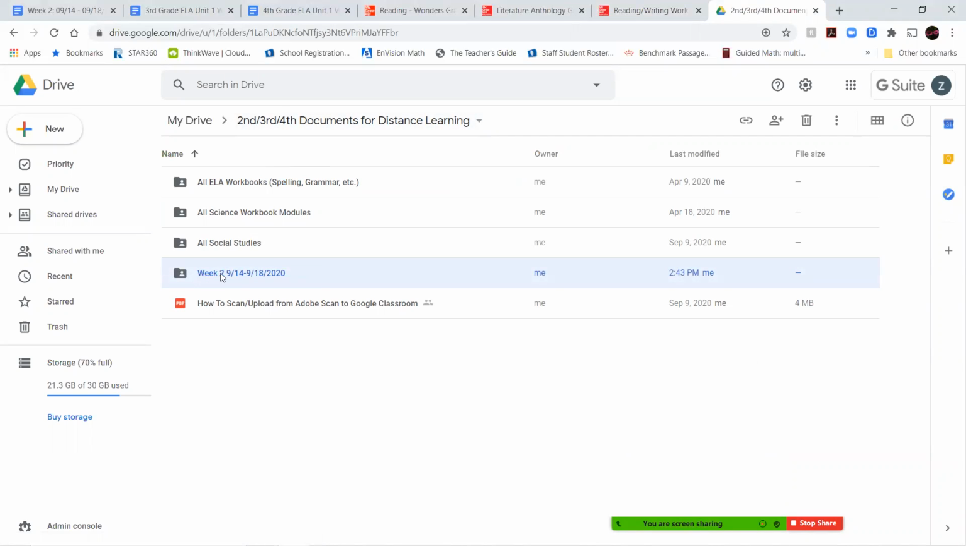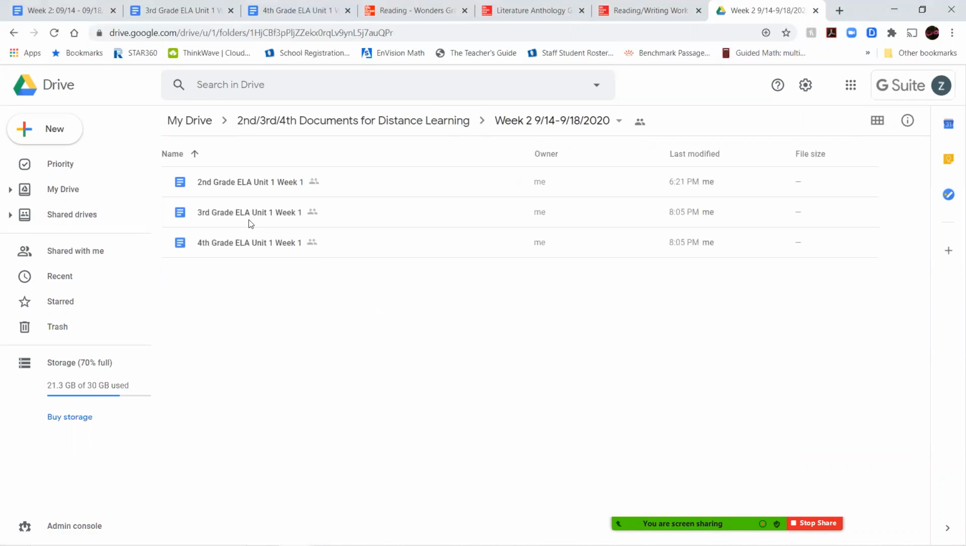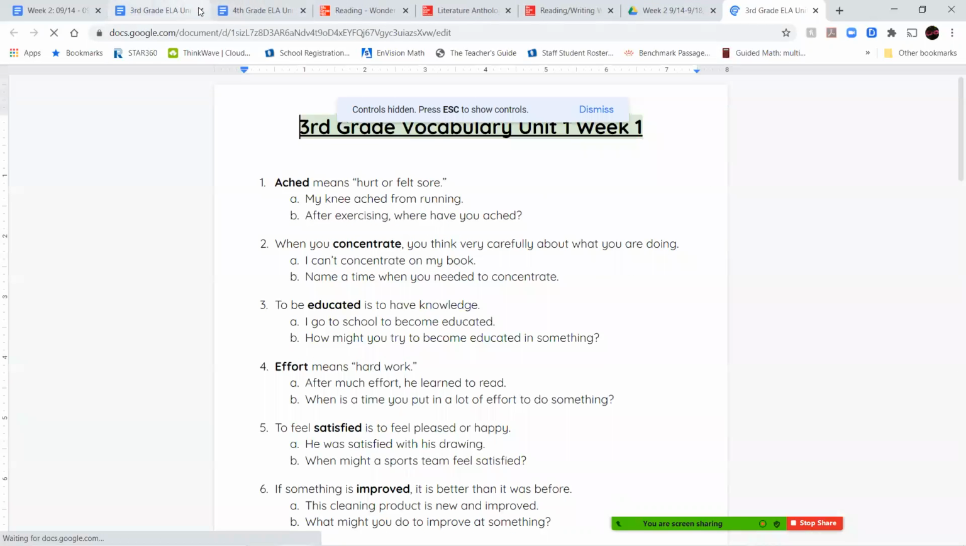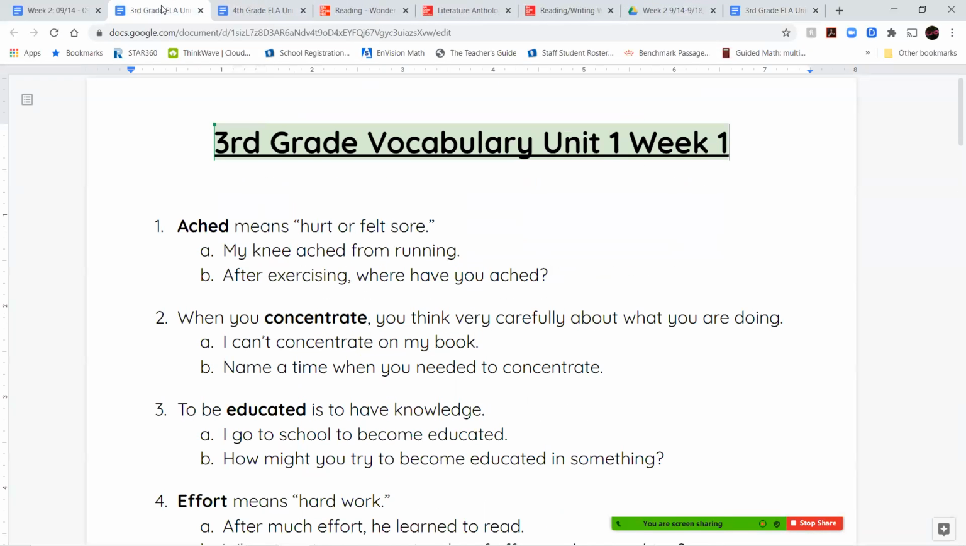We're going to go to week 2 with the date for this week. When you open that up, you'll see the notes right there. If I open that, I'm going to go back to it over here where it's nice and big. Okay, so our vocabulary words for this week.